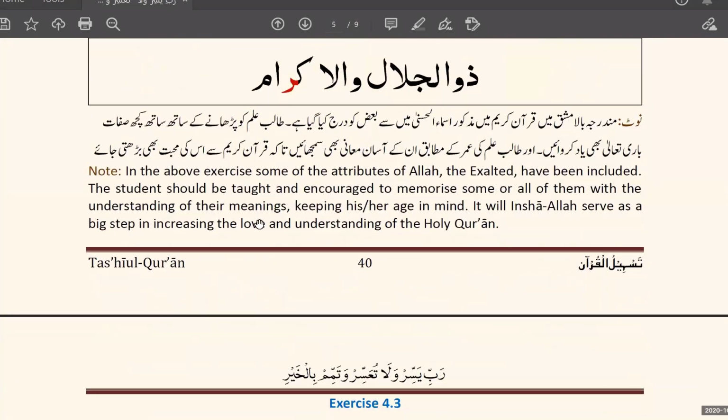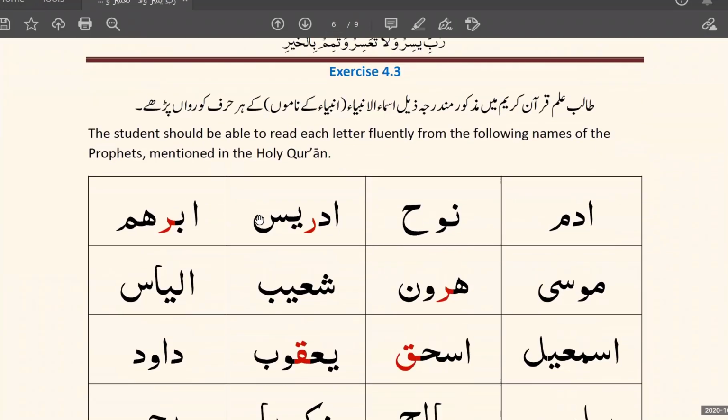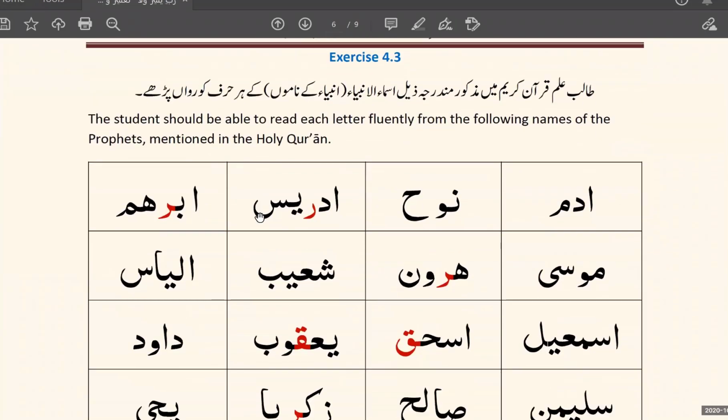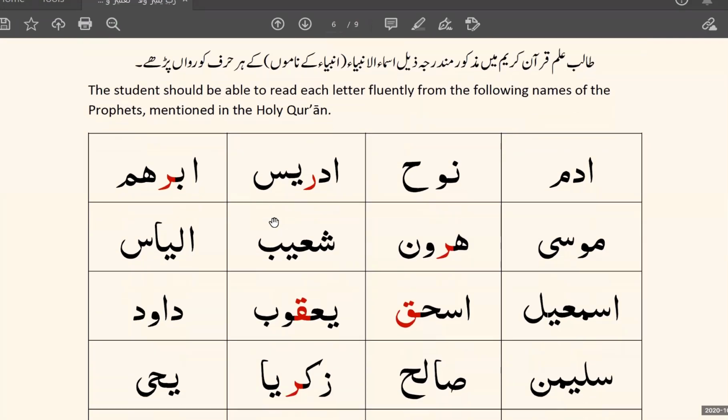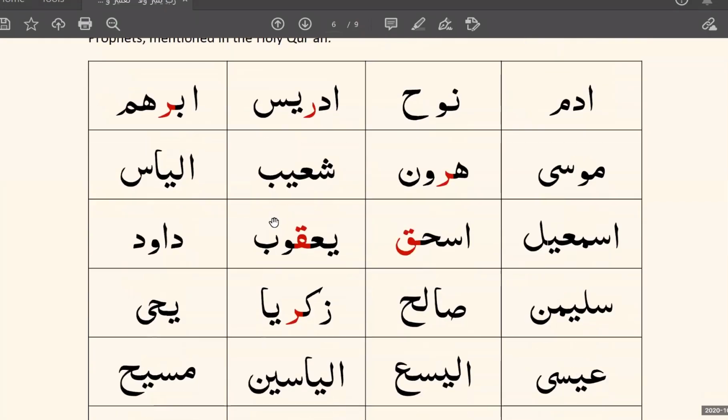Okay, thank you. And next person, please. Now, exercise 4.3, and this is about the names of the prophets mentioned in the Quran. G7061, I've unmuted you. Could you please accept?